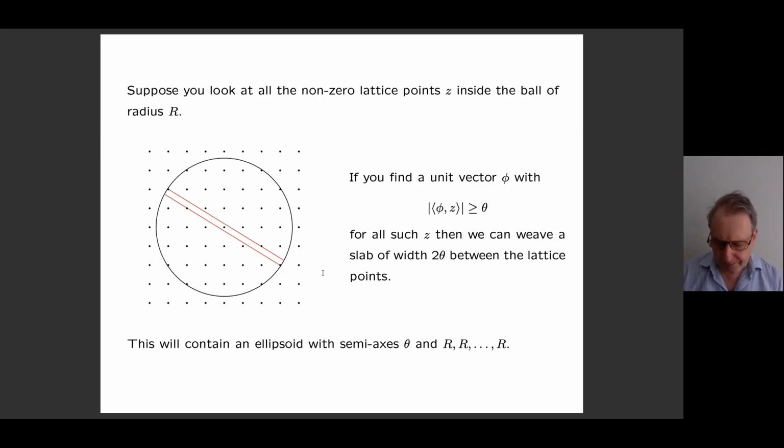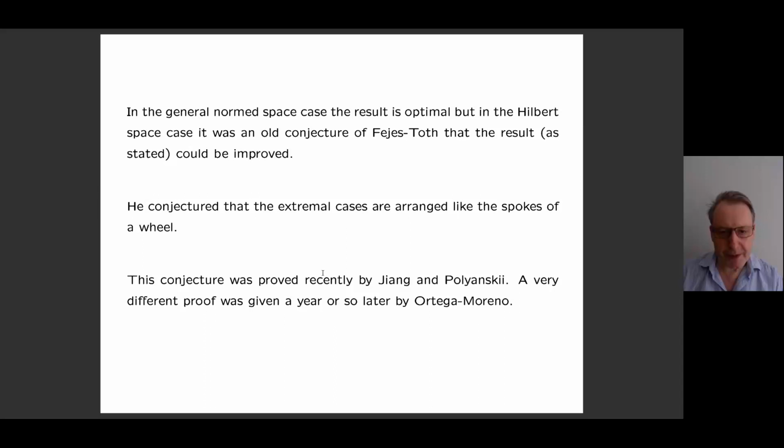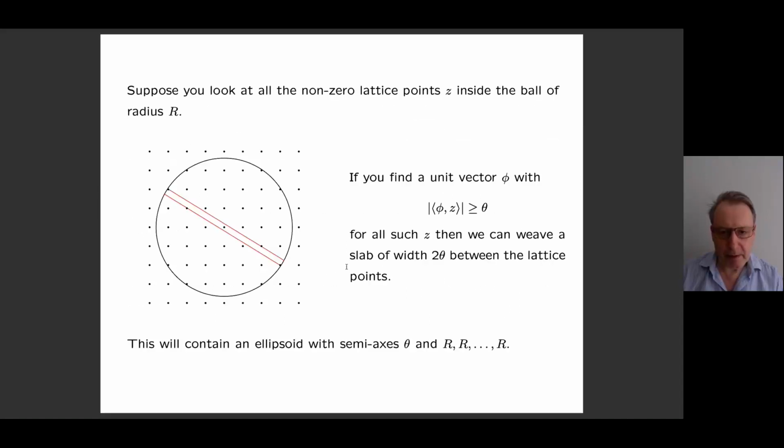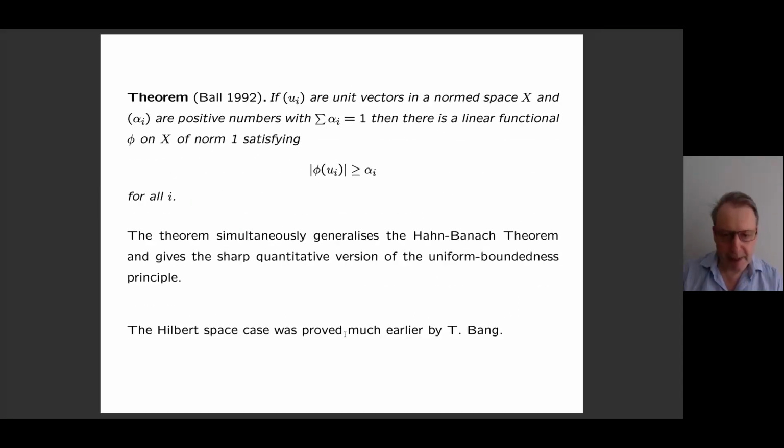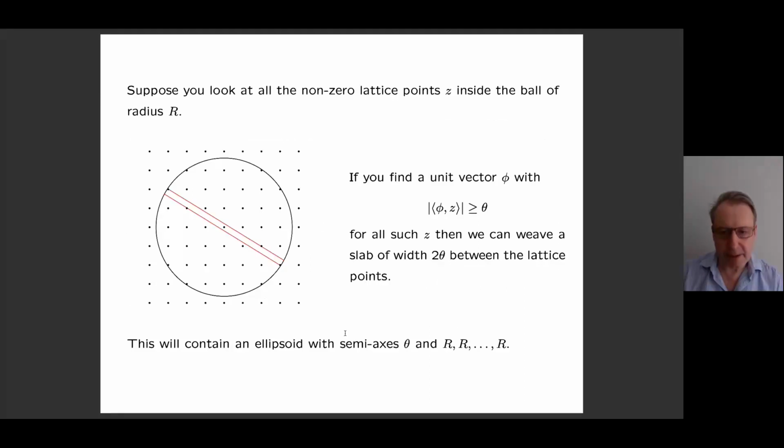So in other words, this theorem of Bung, so this is the statement, but in the case of Hilbert space, I'll put it up on the next slide, automatically constructs you an ellipsoid which misses all these lattice points, and that's what you want to do in order to pack balls.